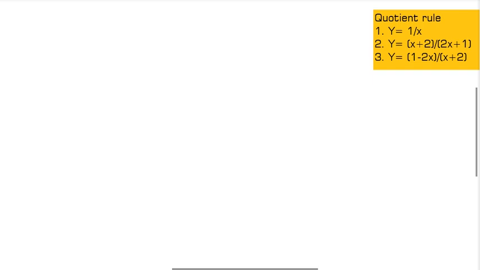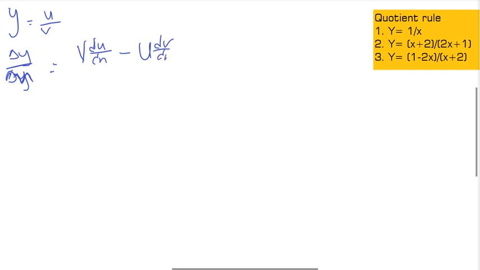Now for quotient rule, when we have y is equal to u over v, we are saying that the derivative of y, dy dx, is equal to v du dx minus u dv dx over v squared. This is for quotient rule. Do not mix the formula for product and quotient. For quotient rule, there's a minus here, and v du dx comes before u dv dx.